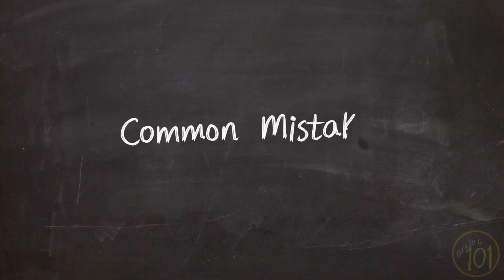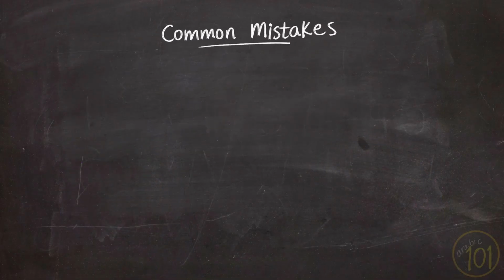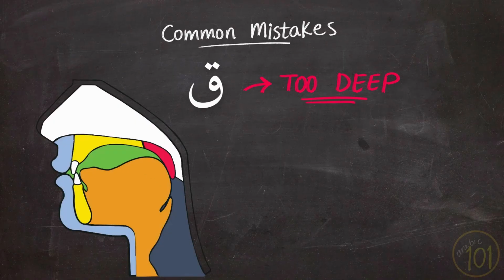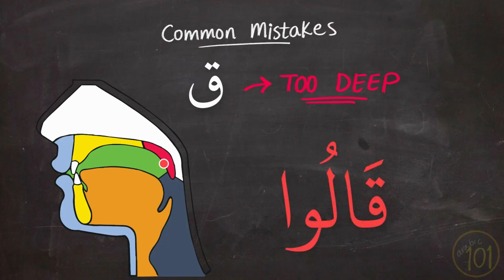Now it is time to highlight some of the common mistakes and bad practices with these two sounds. As for the qaf, the common mistake that is usually made by beginners is producing qaf way deeper than it should be. This happens when you try to exaggerate the sound, so it becomes way heavier and more difficult to pronounce than it should. And the mistakes sound like this. Qa, qalu. This is also detected when you hear a hint of kha or ghain along with the sound of qaf.